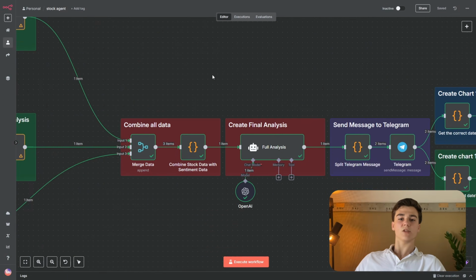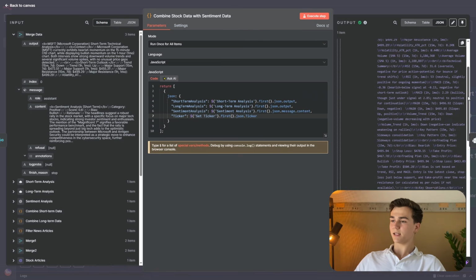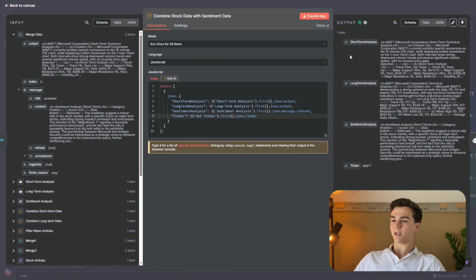After the merge node, we will send the data to the code node, and here we're going to list all of the data. So here we have the short-term analysis, the long-term analysis, the sentiment analysis, and that is it for the code node. And then you will receive this output in here. And in the schema, you can see we have the short-term analysis, long-term, and the sentiment.